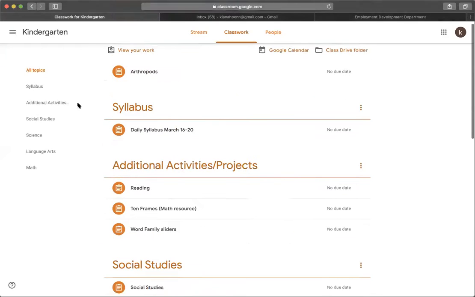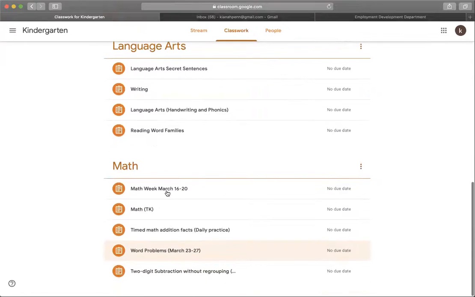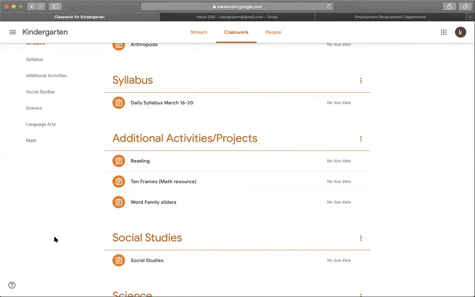And Ms. Kiana, what's your email address? My email address is K-I-A-N-A-H P-E-N-N at gmail.com. All right, thank you. So I'll try and convert those documents that I'd like you guys to print out into a PDF, and I'll send it to you guys in an email.